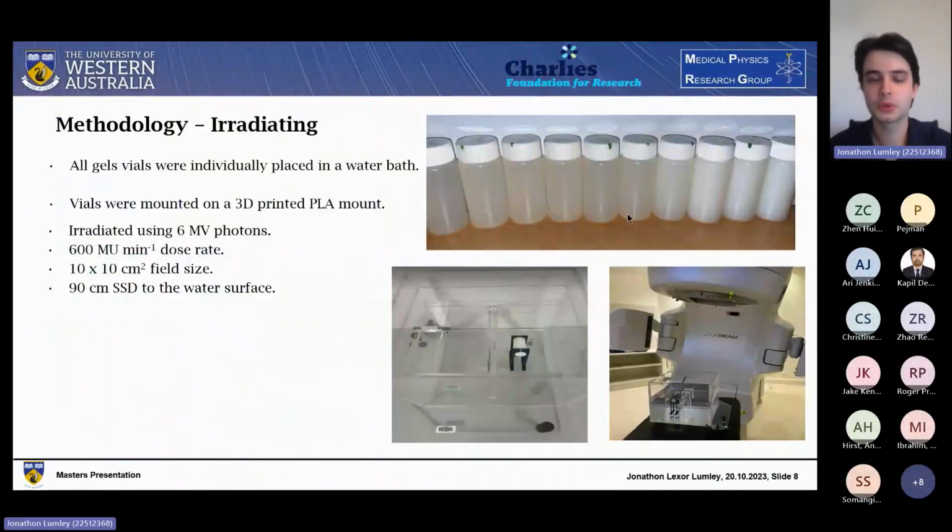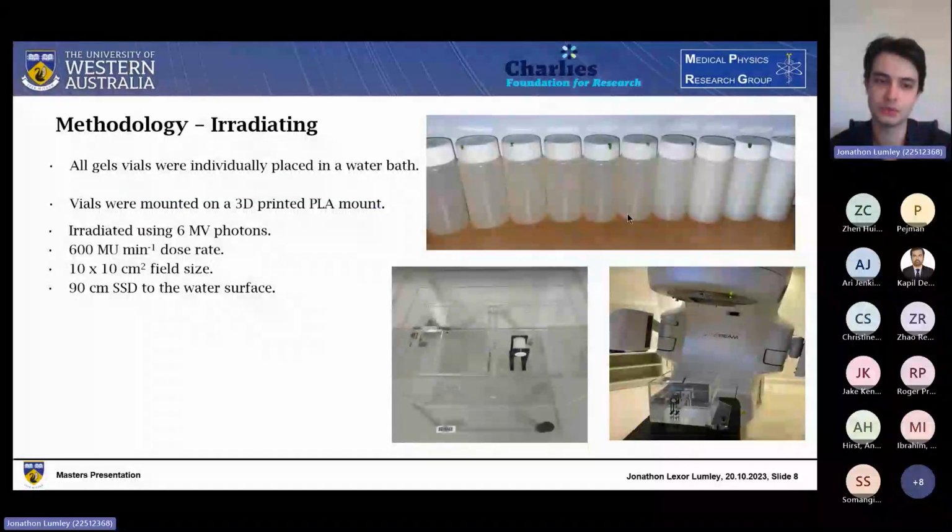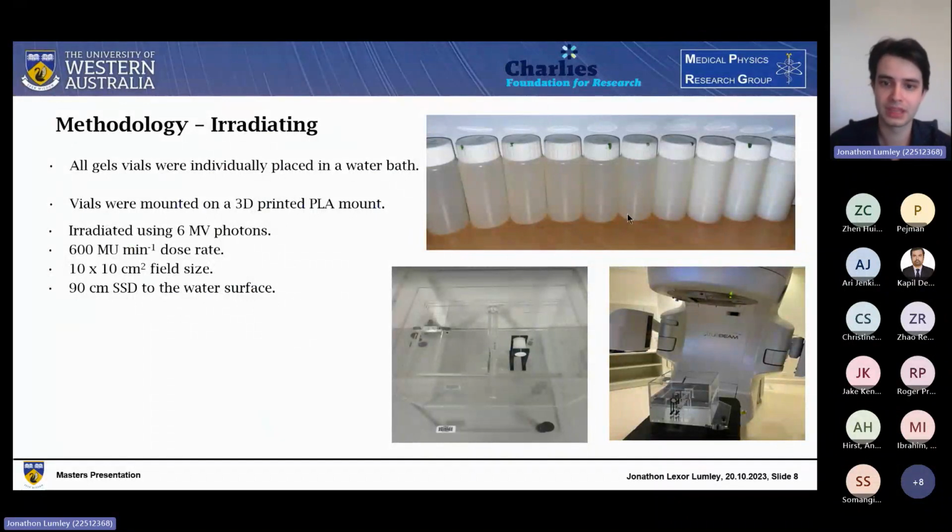So for irradiating, all gels were individually irradiated in a water bath. We filled the water bath up until the SSD was 90 centimeters to the water level. And we suspended our vials in the middle of the water using a 3D printed PLA mount. That was basically to ensure that we had sufficient photon scattering. So the parameters used were 6 MV energy photons, 600 dose rate, and a 10 by 10 field size. It was also noted that the gel was rotated 180 degrees halfway through irradiation just to ensure a uniform dose distribution.